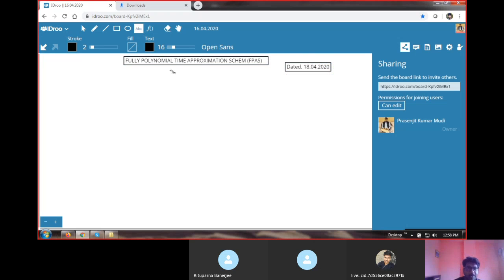You already know the definition of a fully polynomial time approximation scheme. These are approximation algorithms, polynomial time approximation algorithms, in which the computational time complexity follows a polynomial both in the problem instance size n and in 1 by epsilon, where epsilon is some bounded positive constant.